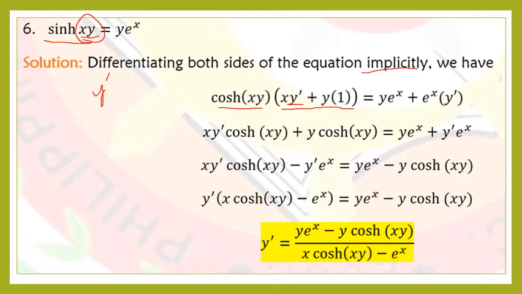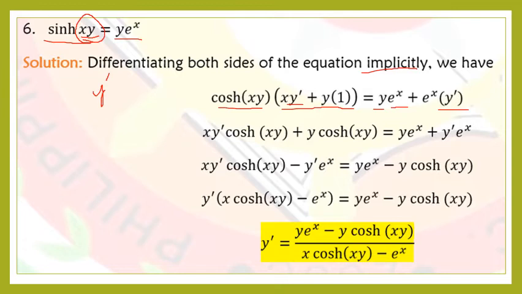On the right side of the equation, the derivative is also the product rule. So y times e to the power of x: first, times the derivative of e to the x, and the second function is still e to the x. Plus the second, e to the x, times the derivative of y, which is y prime, times 1.